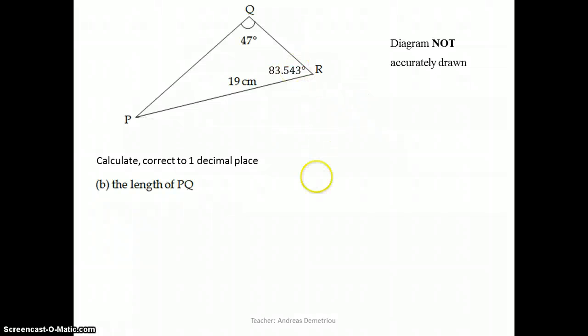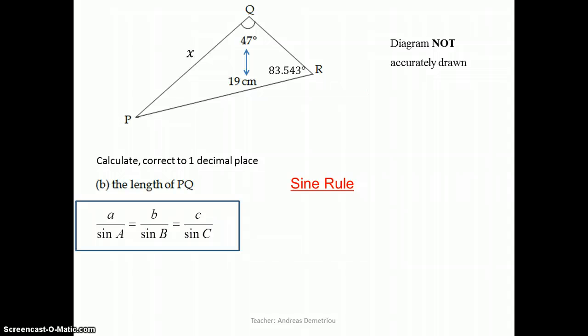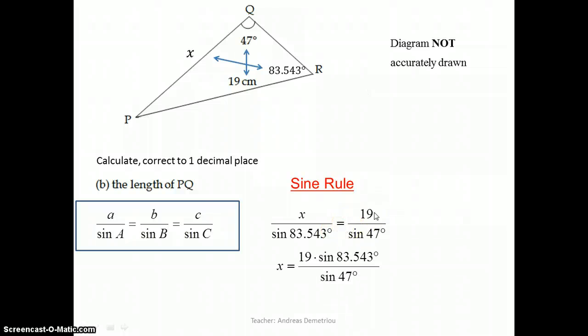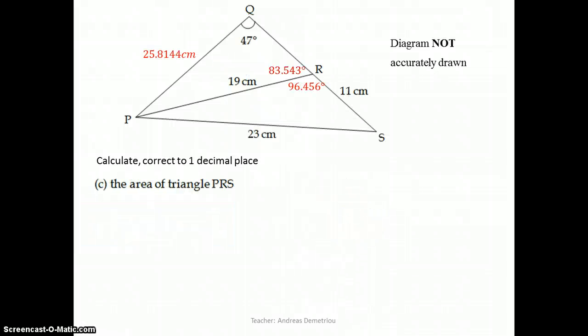And now we have a triangle with three pieces of information, and you need to choose whether to use the sine rule or the cosine rule. Because here we have a matching pair, it's the case where we are using the sine rule. Because the side is the unknown, we prefer to start with x over sine of 83.543 is equal to 19 over sine of 47. Remember, we try to keep the unknown on the numerator. You bring the sine of 83 on this side, and then you find the answer to be 25.8.